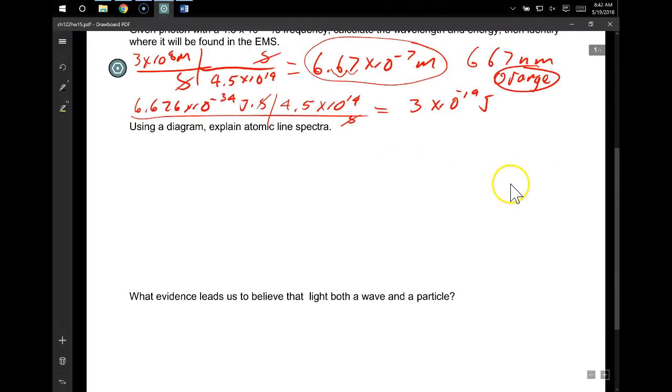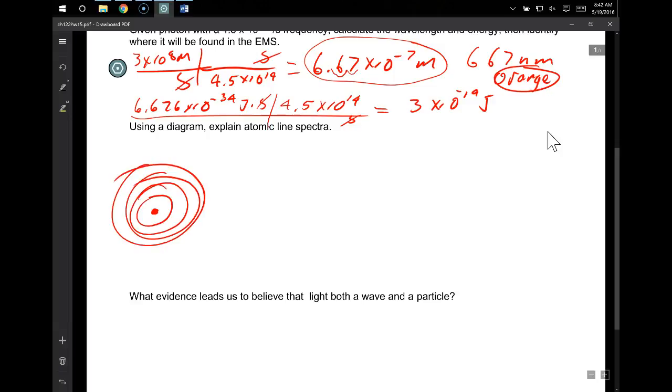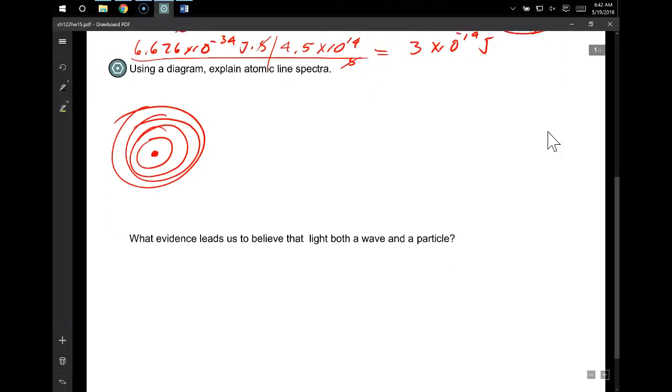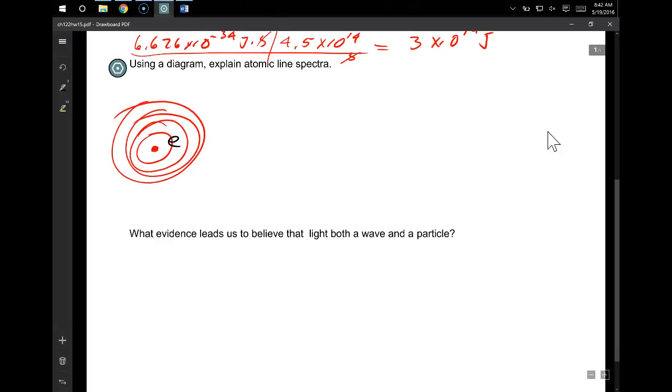All right, so let's talk about atomic line spectra. What diagram did you guys use? We can use the circle one. So I can say I've got a nucleus, something like that. And I can go to a different pen here. Let's just do hydrogen. So hydrogen's got an electron there, and some kind of energy comes in and hits my electron. And when that happens, my electron jumps up to a higher energy level. And now it's hanging out up here.